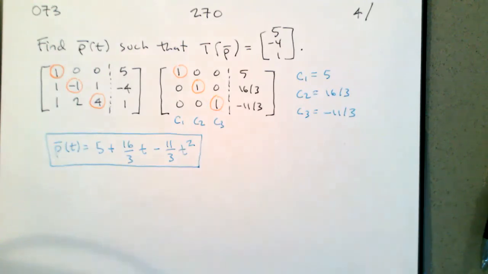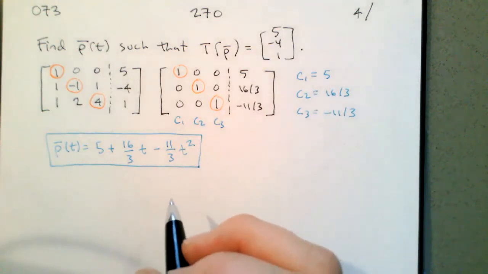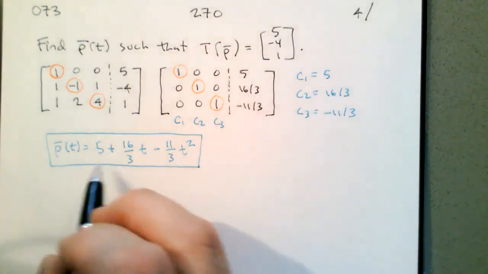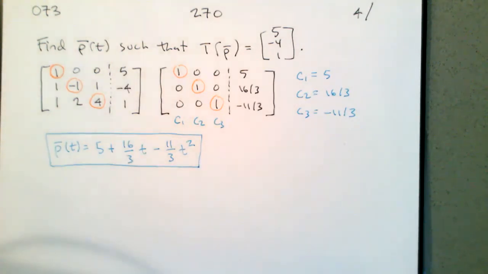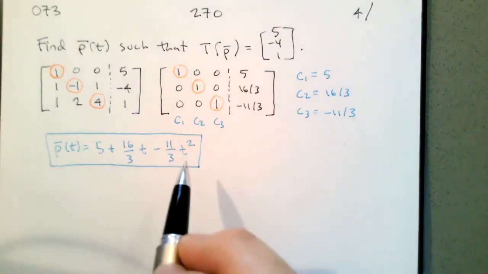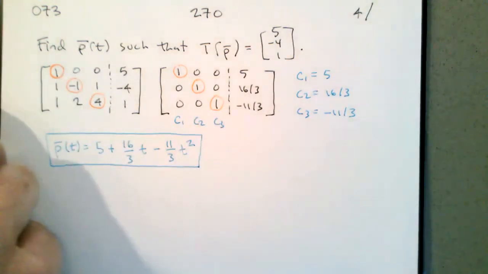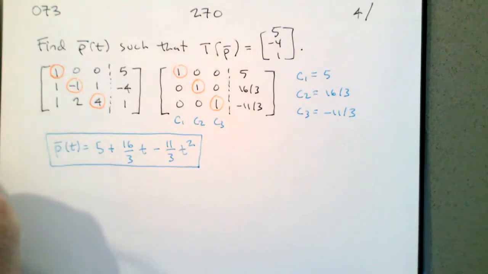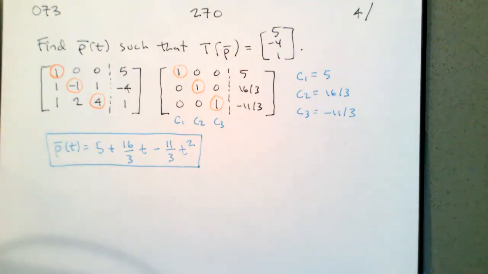So notice that if we plug in 0, we get 5. If we plug in negative 1, we get 5 minus 16 thirds minus 11 thirds, which is negative 4. And then when we plug in 2, we get 5 plus 32 thirds minus 44 thirds, which is 1. Full disclosure, I didn't actually make those calculations. I'm just hoping that they worked out because that's what's supposed to happen.